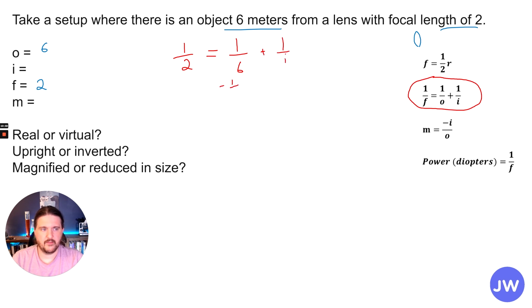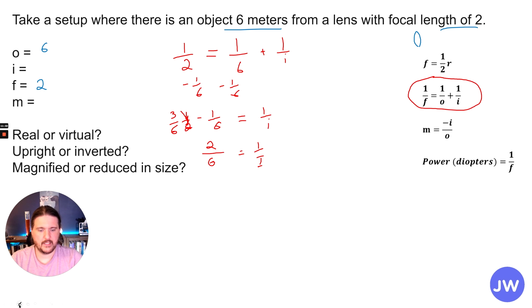So now you can subtract 1/6 from both sides, and you get 1/2 minus 1/6 is equal to 1 over i. Now we want to get a common denominator here, so instead of 1/2, we'll change that to 3/6, right? So that's 3/6 minus 1/6 is equal to 1 over i. So 3/6 minus 1/6 is going to be 2/6, which is equal to 1 over i. And that also simplifies to just 1/3.